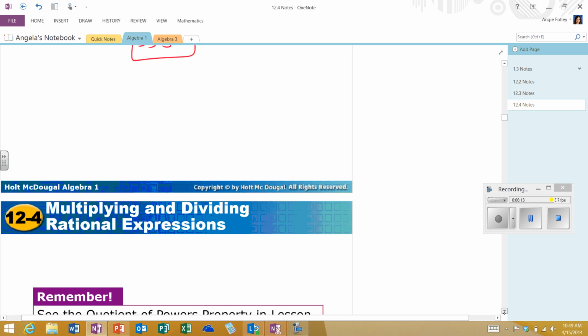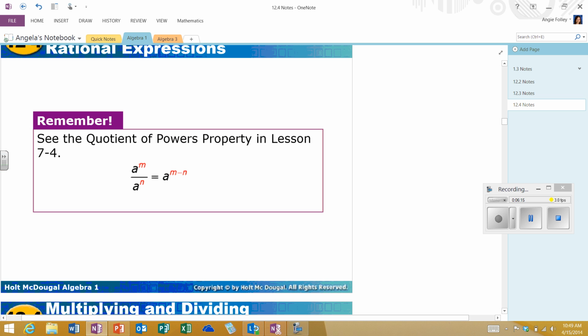A reminder, if I have anything in the exponent, like if I have a base a and it's to a number, we subtract those numbers, or basically we're just taking away what's left. So if I have a to the fifth over a to the third, I'm taking 5 minus 3, and I'm left with 2. So I just have a squared.